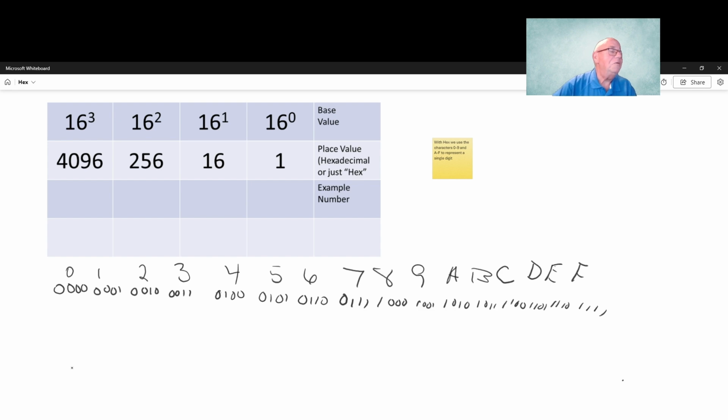We converted hexadecimal to binary, so let's do a binary to hexadecimal, and just for fun, we'll do 0100, 1101, 1001, and 0111. What does this convert to? Again, you just go down. 0100 is 4. 1101 looks like D.